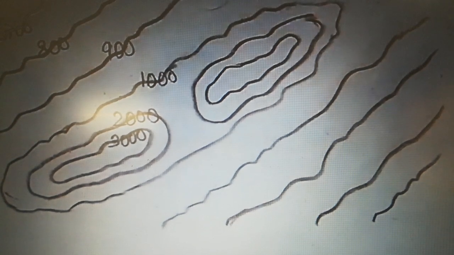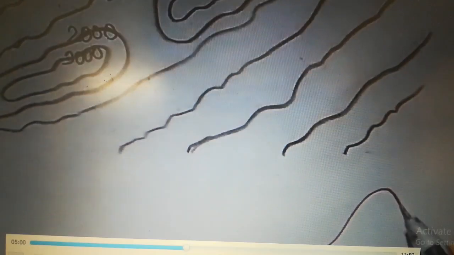Okay. See here, contour lines. Maybe gentle slope or steep slopes. Two ranges of hills were there. Yes. Okay. This is a ridge. You can see the ridge this way. The real land feature, that is the ridge. Okay.